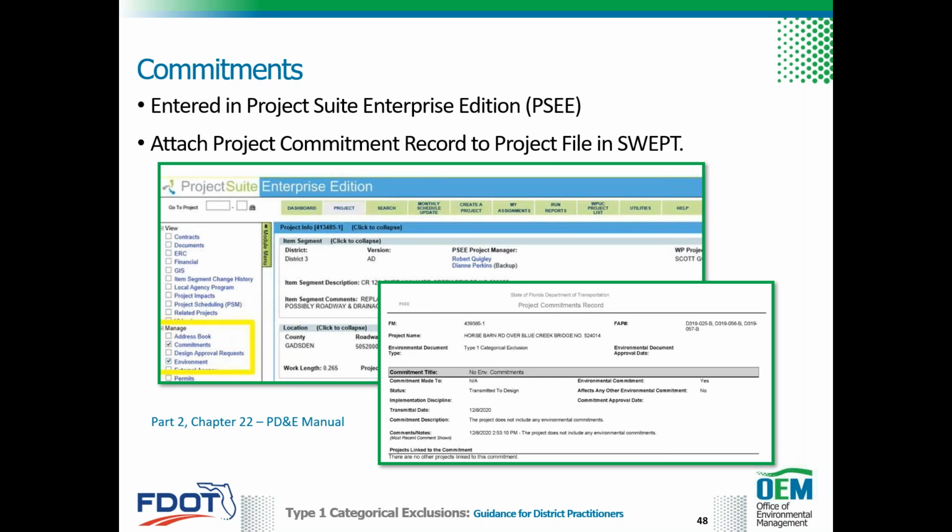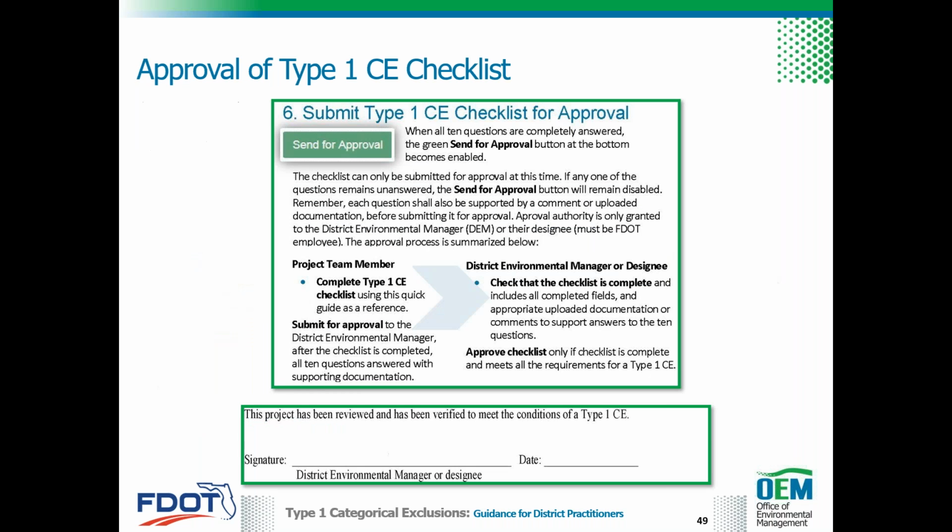The Commitments module in Project Suite Enterprise Edition, PSEE, is FDOT's standard system to document, transmit, and track project commitments. And it distinguishes between environmental commitments and those other commitments made for the project. Commitments must be tracked using the system, and it's used to generate a project commitment record to save in the project file in SWEPT. And guidance on preparing and documenting environmental commitments is provided in Part 2, Chapter 22 of the PD&E manual.